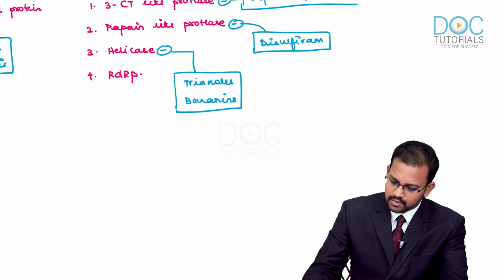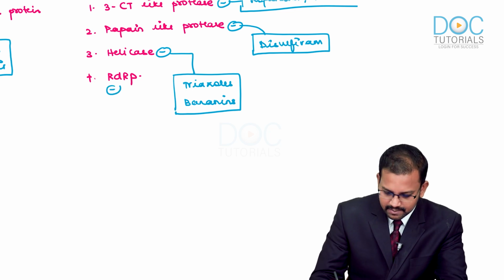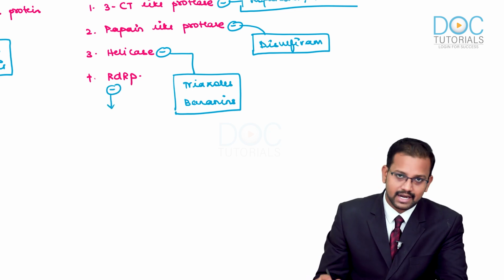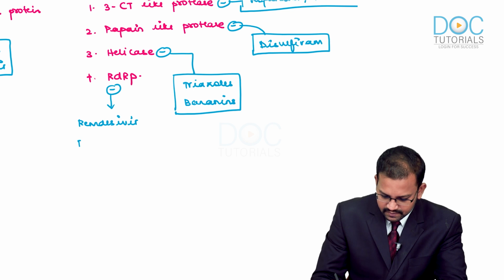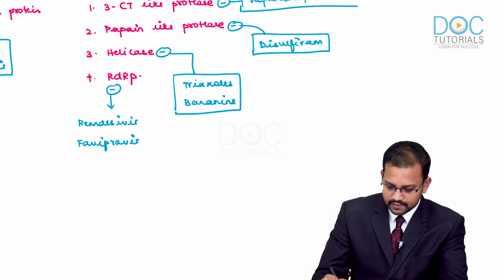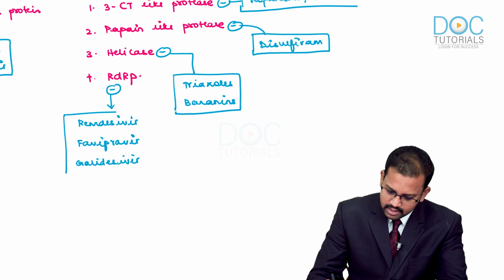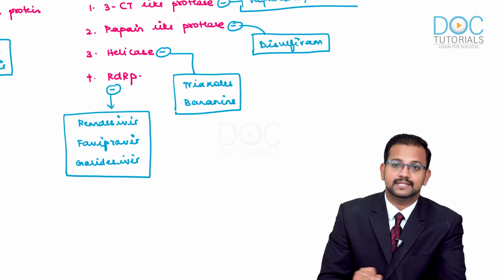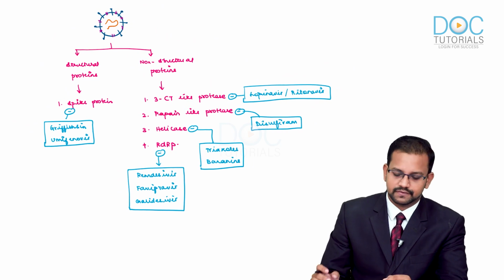And the last and the most important one is your RNA-dependent RNA polymerase, RDRP enzyme. This is what the current target is. The famous drug Remdesivir, Favipiravir, and the recent analog of Remdesivir, that is Galidesivir. All these drugs tend to inhibit RNA-dependent RNA polymerase enzyme. Clear, mate? So these are the different drugs which we have currently in the treatment process for SARS-CoV-2.